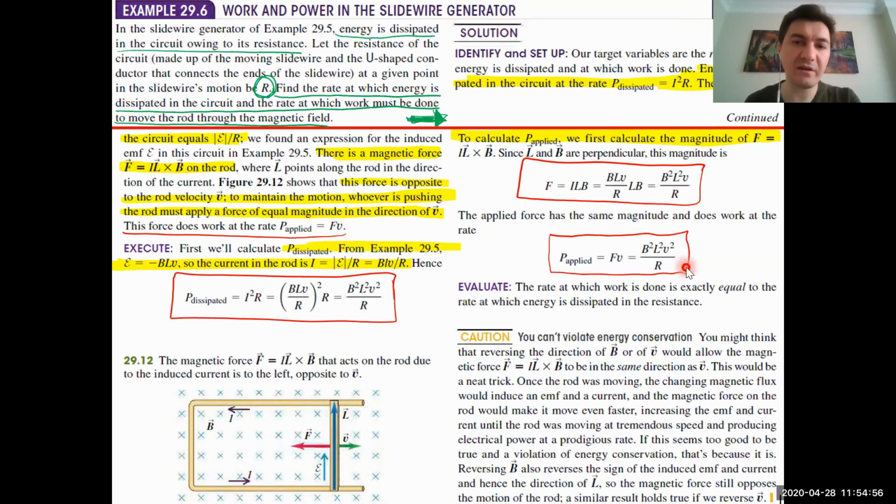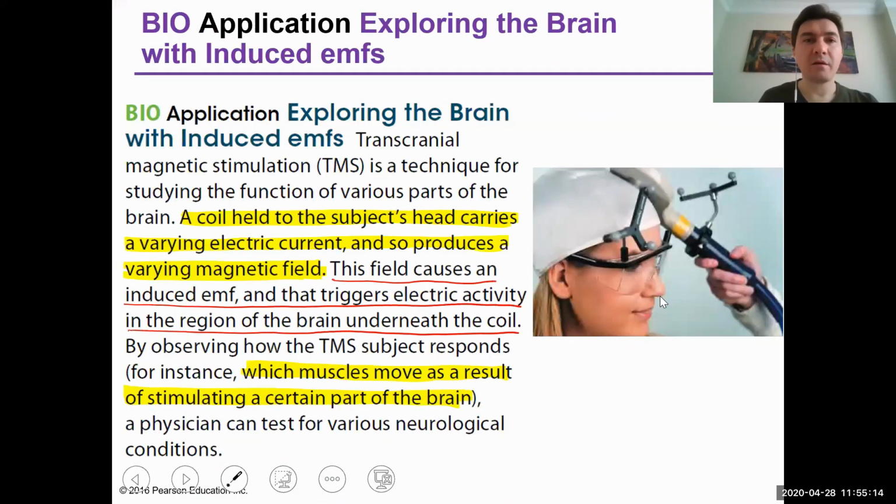So what do you see here? The applied force has the same magnitude and does work at the rate like this. Dissipated power and applied power are equal to each other. Okay, do you have any question here in that part?